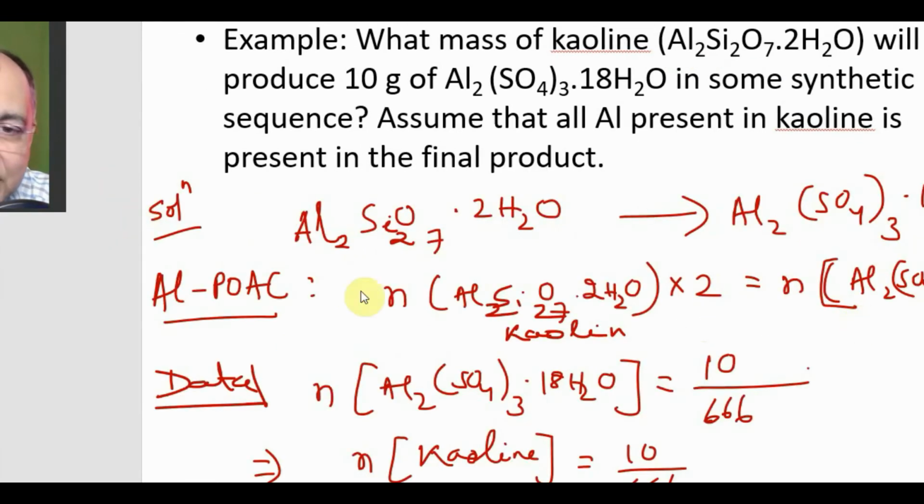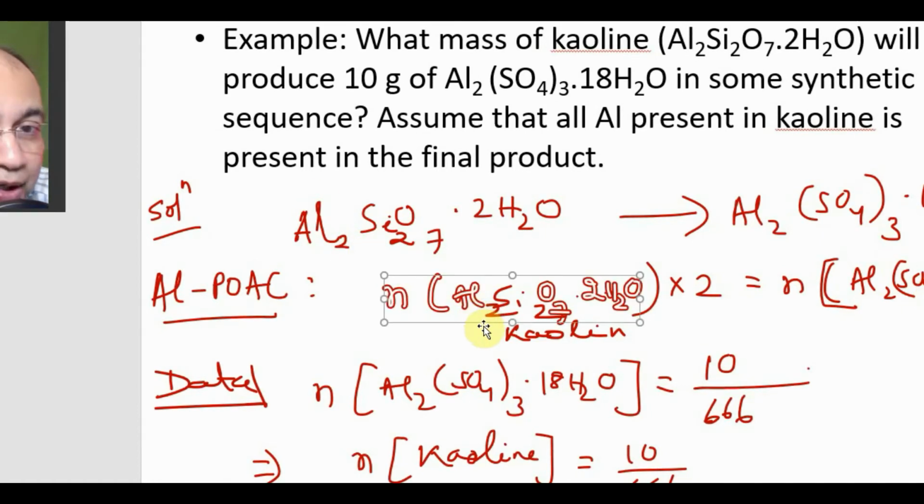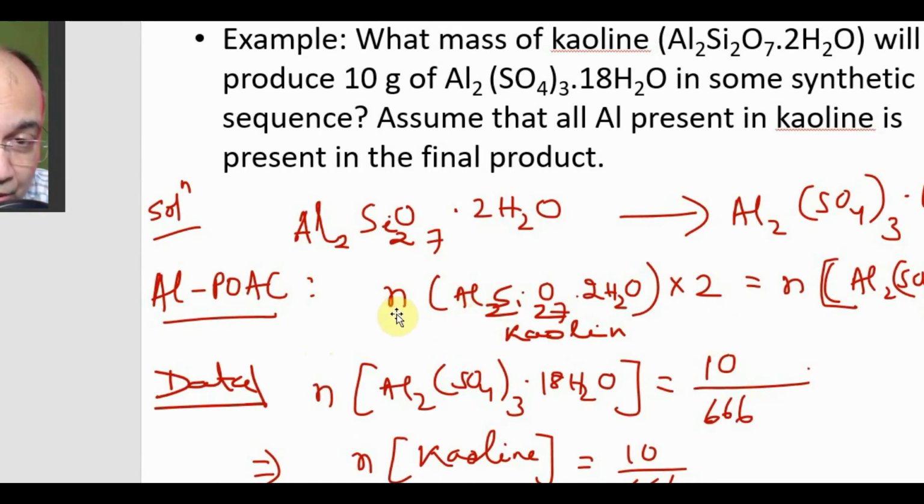Have a look. So the number of moles of kaolin, which is a silicate mineral, and in the final product there is no silicon, it's gone. In other products we are following the conservation of the aluminum element. So the number of moles of kaolin into 2, because there are 2 aluminum atoms, and this N is the number of moles of this hydrated aluminum sulfate into 2.